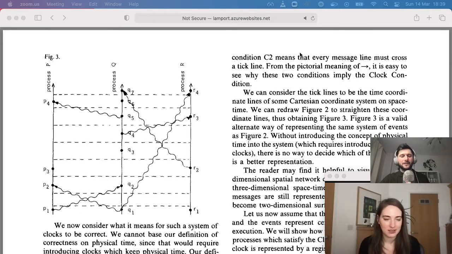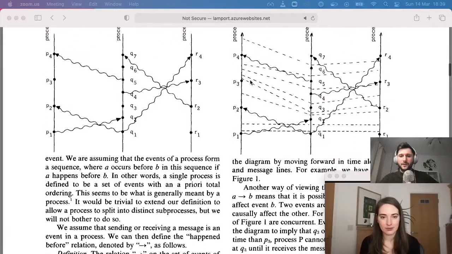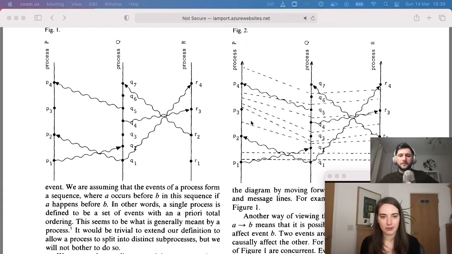Yeah, and I think this kind of clicked for me when I looked at figure 2, the one with the skewed drawings. If you look at it, P2, Q3, and P3 are concurrent because there's no partial ordering or relationship between them, right? So from the point of view of process Q, it wouldn't know if P2 happened or will happen, or the value, or P3, right?